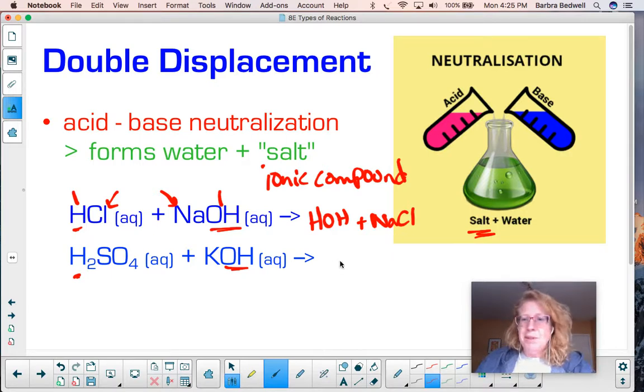But again, it's just a double displacement reaction that happens to form something that's called a salt. In this case, this is a soluble salt. So you know that salt is dissolvable. And then this other product, instead of forming a solid, is actually liquid water.